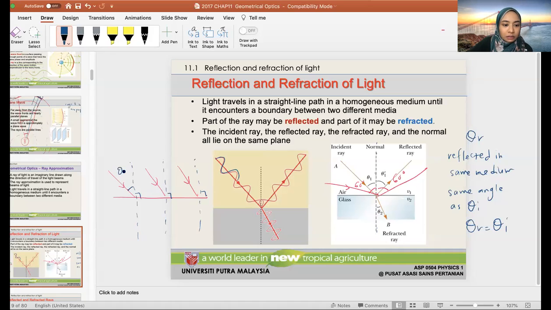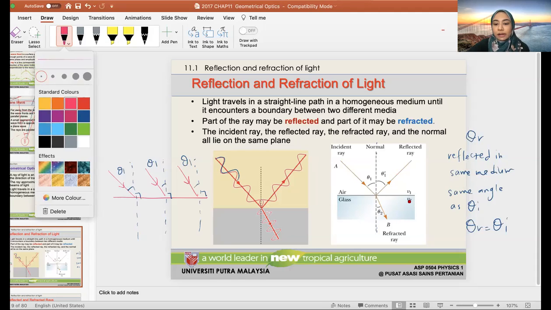So angle theta 1, angle theta 1. If they are from the same source, then yes, they will have the same angle. If you are shining multiple torchlights on that boundary, you will have different angles. But here, my point is you should always draw your normal perpendicular to the boundary. Where should you draw it? Of course, at your incident light. If your incident light is here, draw it here, and so on. Okay, so that is reflection.